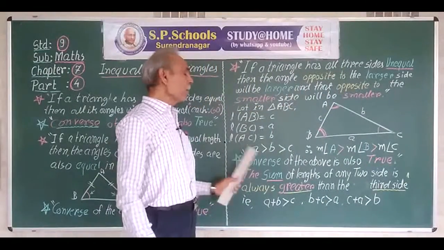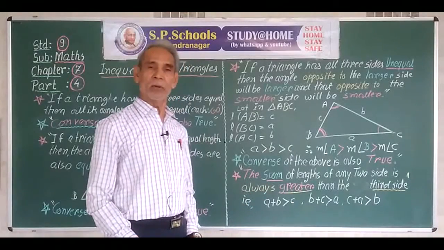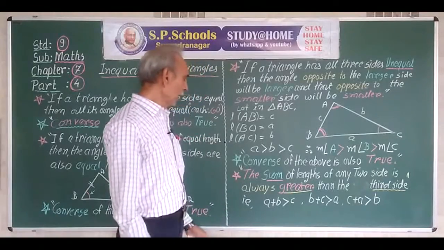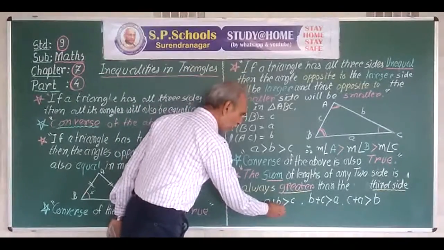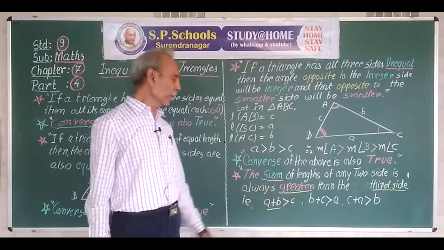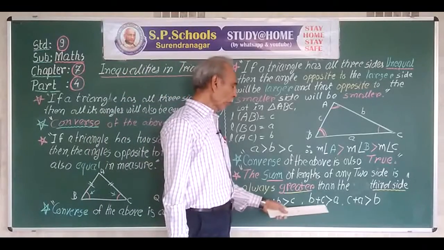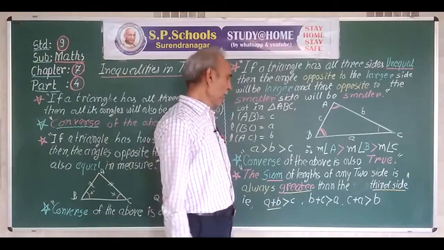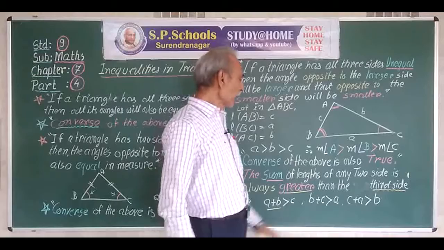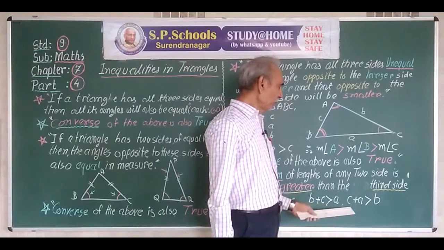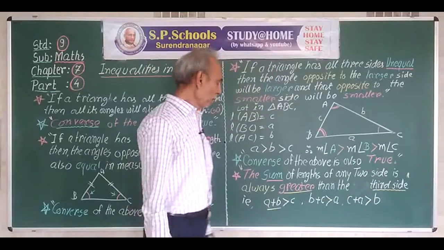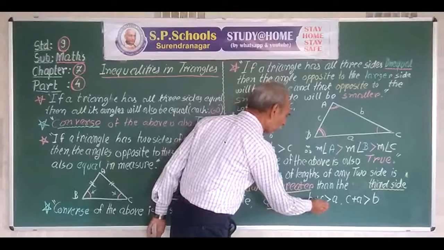Let a, b and c be the lengths of the three sides of the triangle. Then the sum of two sides, a plus b, is greater than the third side c. The sum of two other sides, b plus c, is also greater than the third side a. Similarly, the sum of these two sides a and c will be greater than b. Means the sum of any two sides is greater than the third.